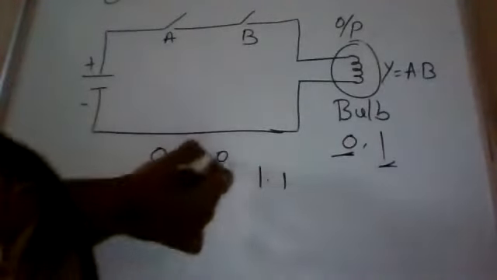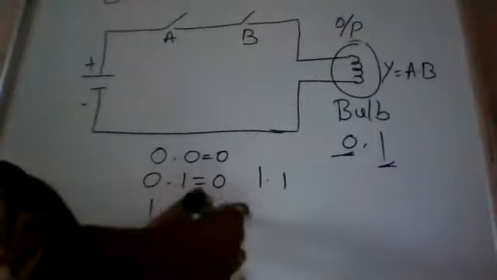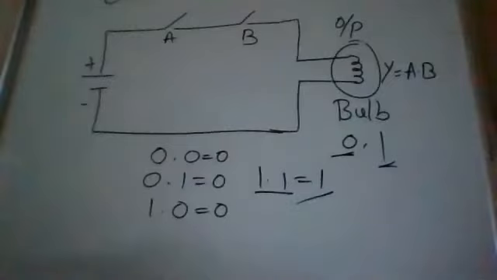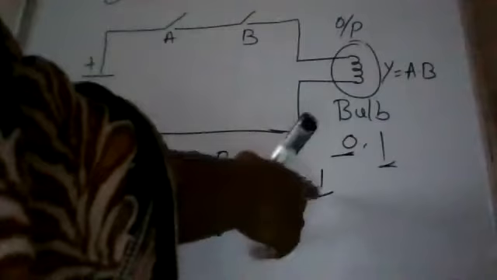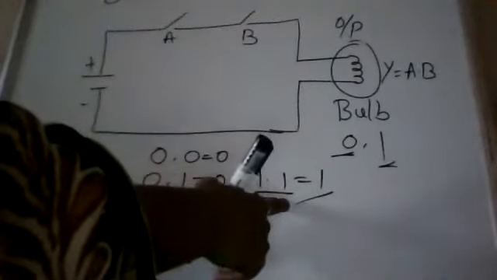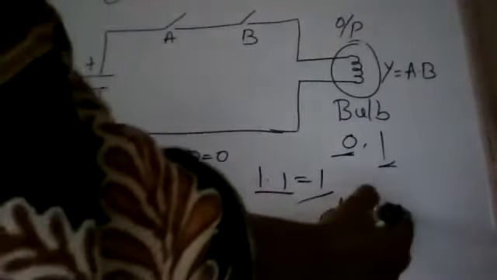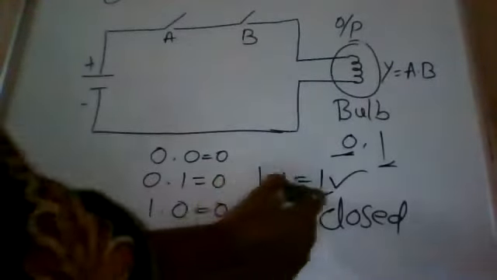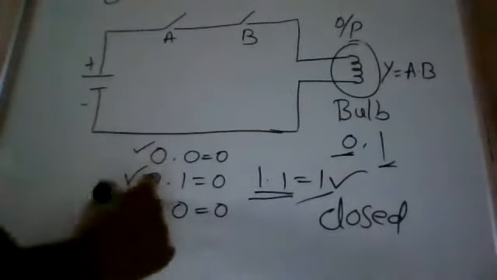Here we get output 0, here we get output 0, here also output 0. Only here, when both the inputs are in 1 condition, we get output. In 4 cases, only in 1 condition we get the output, that is both the inputs in 1 1 condition. 1 1 condition means both the switches closed. 0 means open condition, 1 means closed condition. So when both the inputs are closed, we get output.